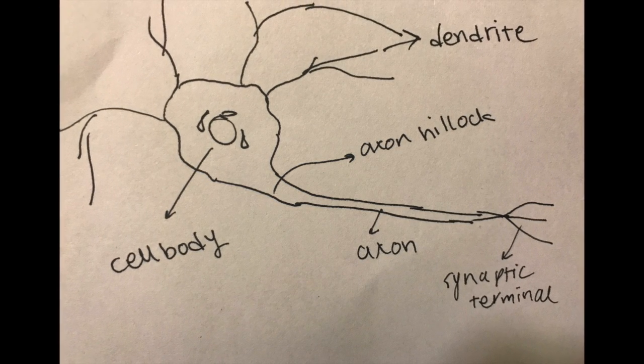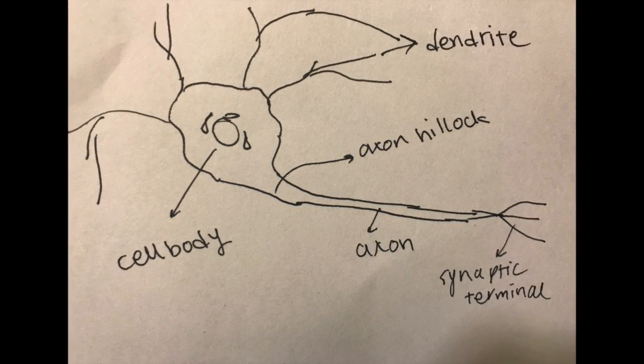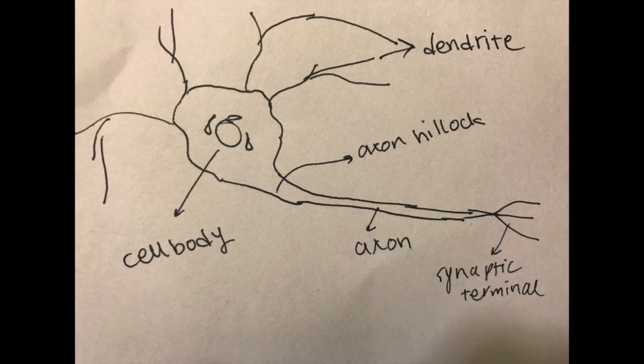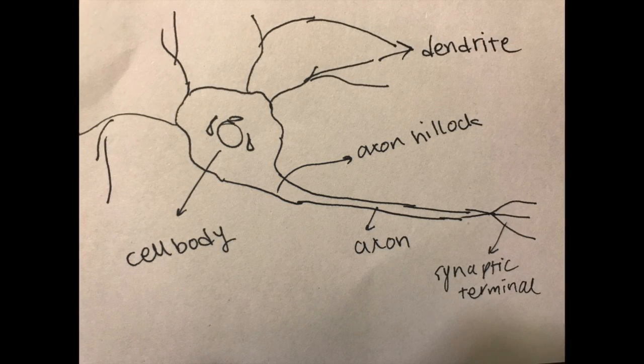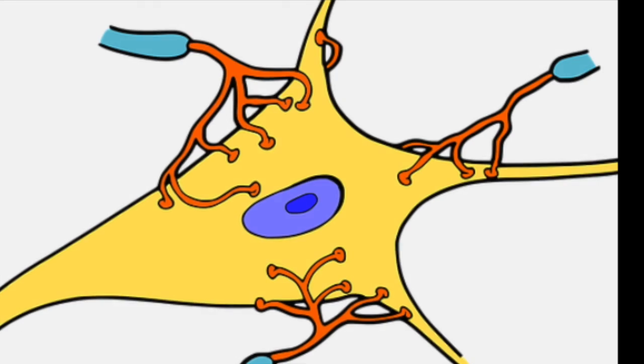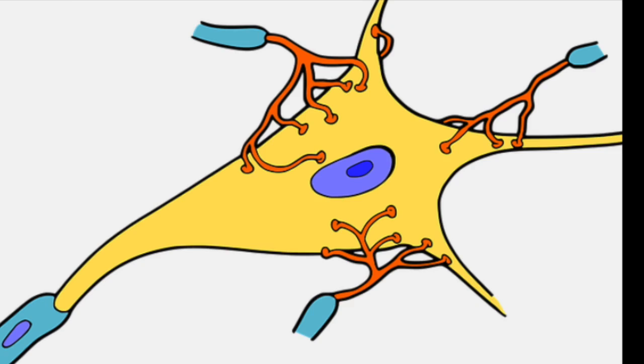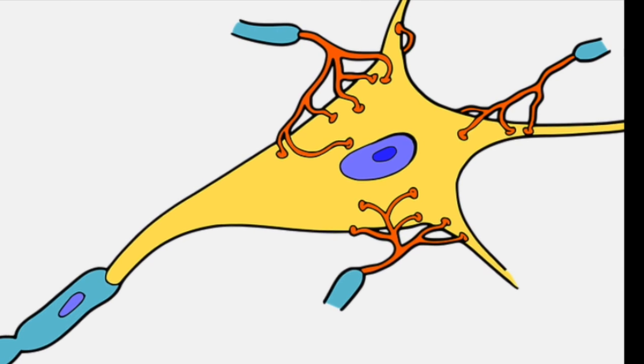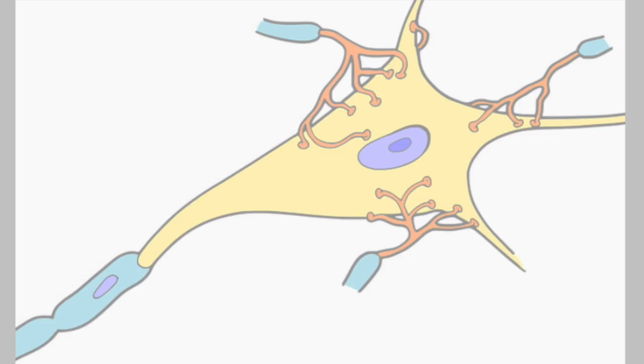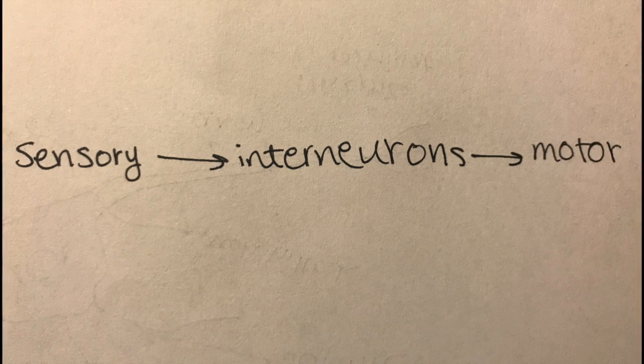The signal that is received then travels through the neuron by the axon, and an axon originates from the axon hillock and continues to the synaptic terminal. The cell that sends the signal is called the presynaptic cell, and the cell that receives it is called the postsynaptic cell. Generally, there are three types of neurons: sensory, interneurons, and motor.